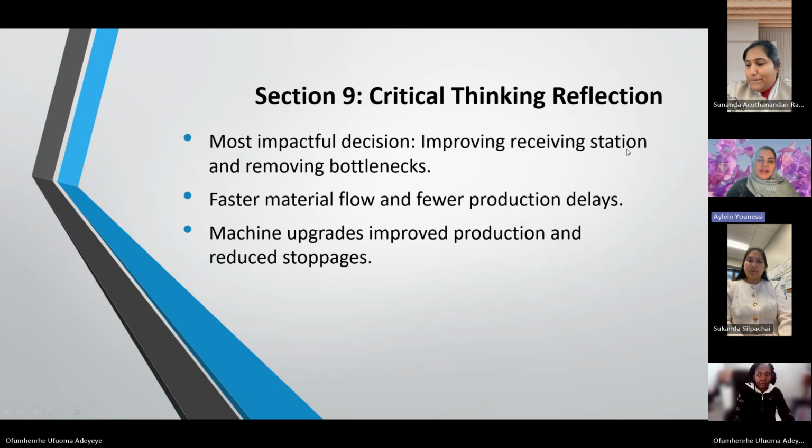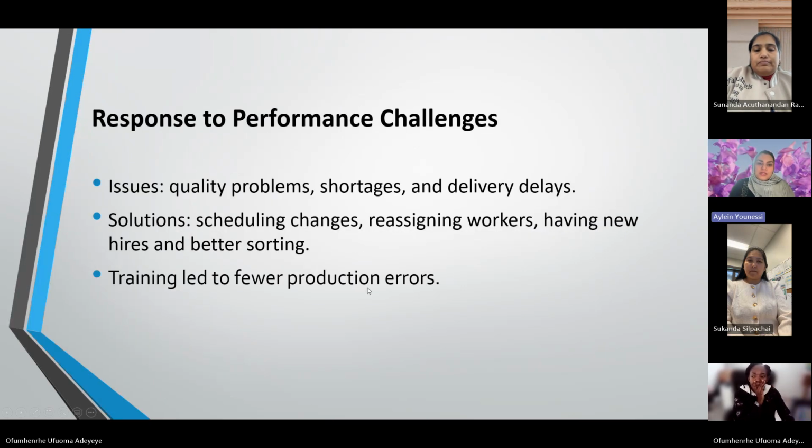Awesome. Thank you, Sonanda. My name is Eileen. In this section, I will be talking about what we learned in the simulation activity. The most important decision we made was improving how materials arrived at the receiving station. Before we fixed it, materials were slow to arrive and the production was delayed. When we improved this part, everything got faster. We also upgraded machines, which helped us reduce the stoppages. This supports the idea that a system is only as strong as its slowest point. Next slide, I will be talking about the response to performance challenges.